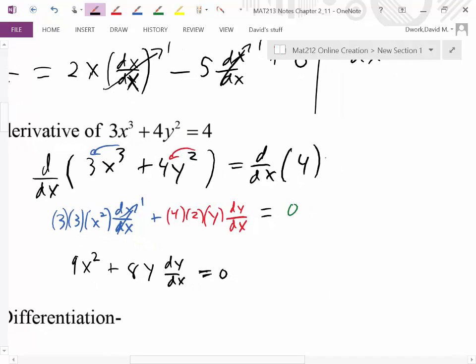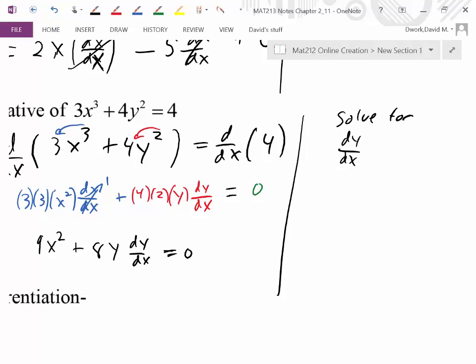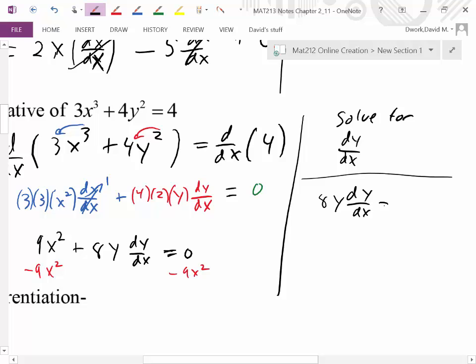To make that a little more clear, let's go ahead and solve for dy/dx, to make it clearer what I'm talking about when I say we need x's and y's. So now a little bit of algebra kicks in, nothing too complicated here. We're going to subtract 9x squared from one side and subtract 9x squared from the other side. And what would that give me here? That would leave me with 8y dy/dx, which is equal to negative 9x squared.